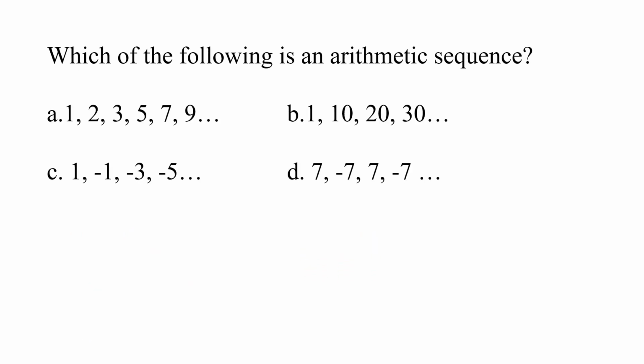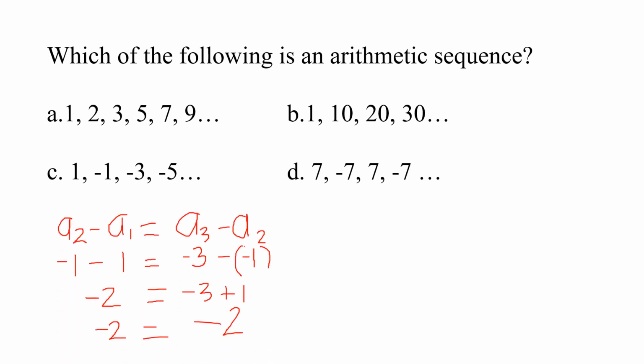Very good. Let's proceed now to the next problem. Which of the following is an arithmetic sequence? Is it letter A, 1, 2, 3, 5, 7, 9? Letter B, 1, 10, 20, 30. Letter C, 1, negative 1, negative 3, negative 5, and so on. Or letter D, 7, negative 7, 7, negative 7, and so on.